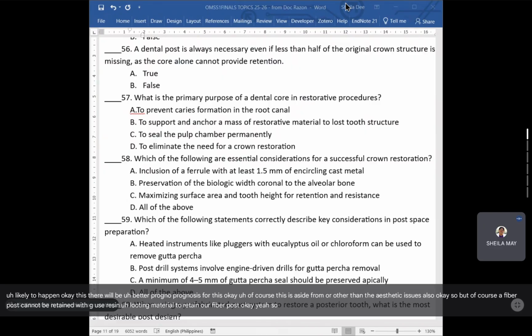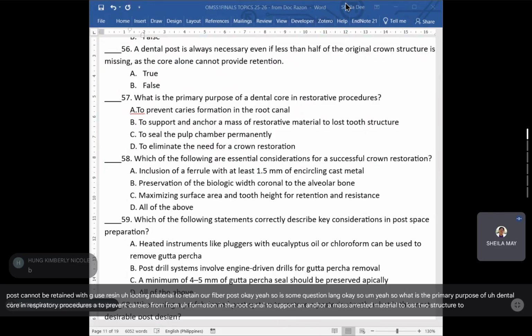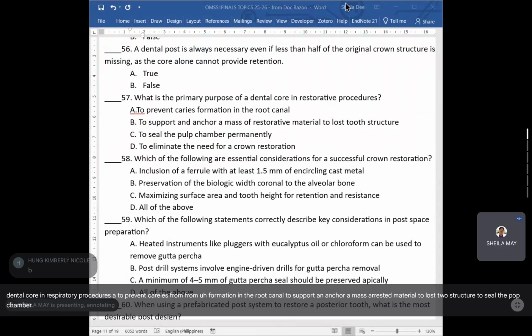Ayan. Ang dami ko na sinabi tungkol sa post sa isang question lang. So, what is the primary purpose of a dental core in restorative procedures? A, to prevent caries from forming in the root canal. B, to support and anchor a mass of restorative material to lost tooth structure. C, to seal the pulp chamber permanently. D, to eliminate the need for crown restoration.